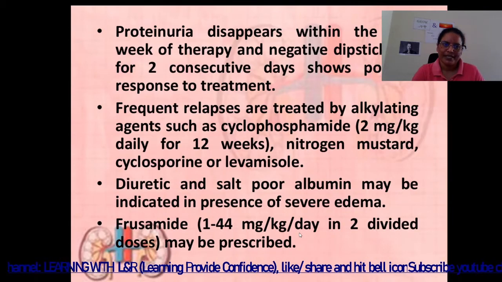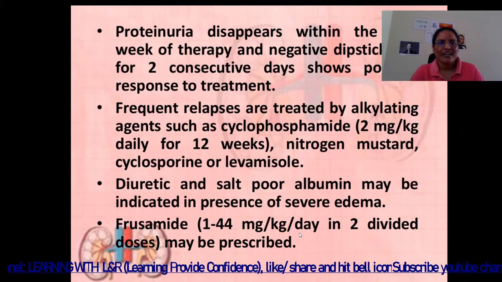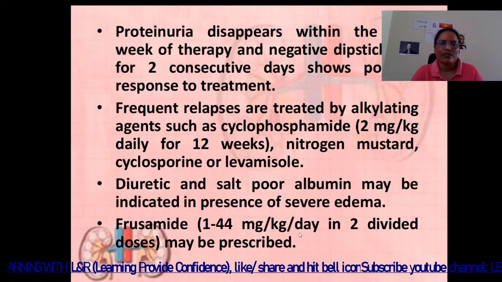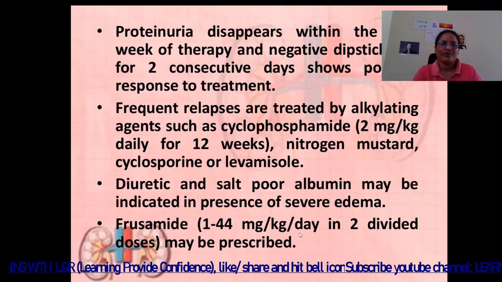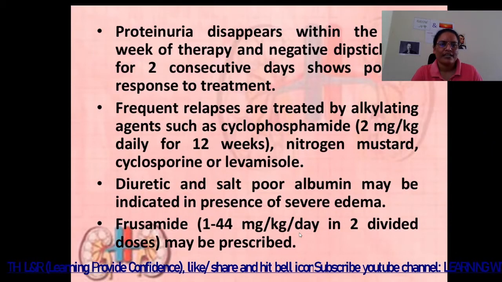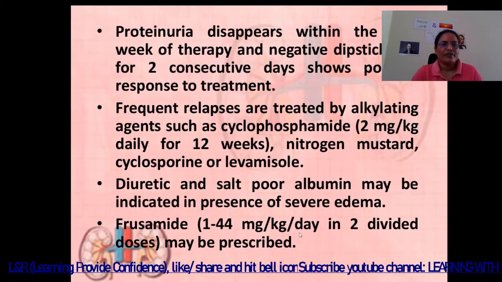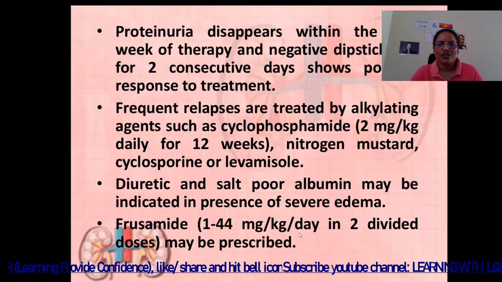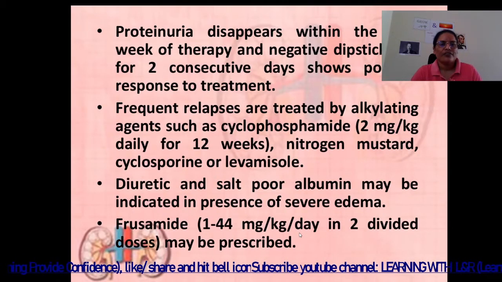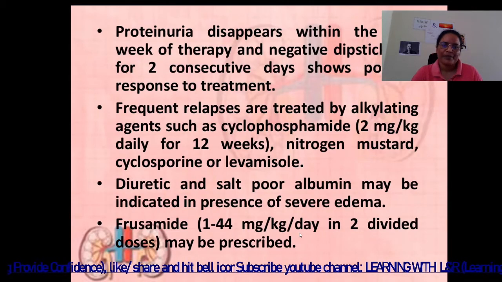Frequent relapses are treated by alkylating agents such as cyclophosphamide 2 mg per kg daily for 12 weeks, nitrogen mustard, cyclosporine or levamisole. Diuretic and salt poor albumin may be indicated in presence of severe edema. Furosemide may be prescribed.